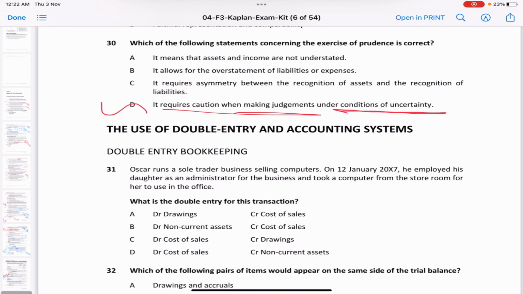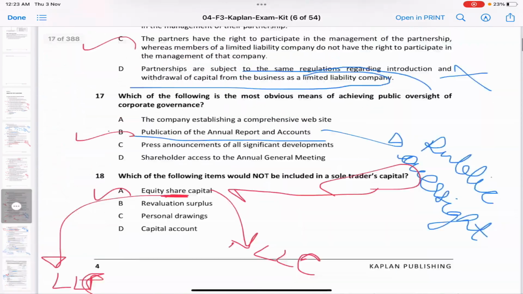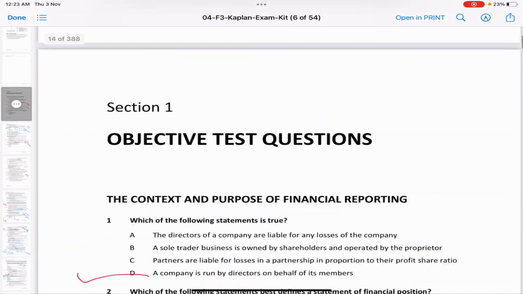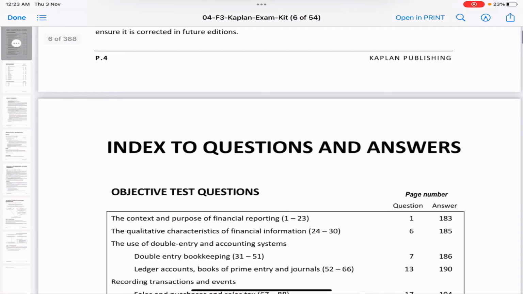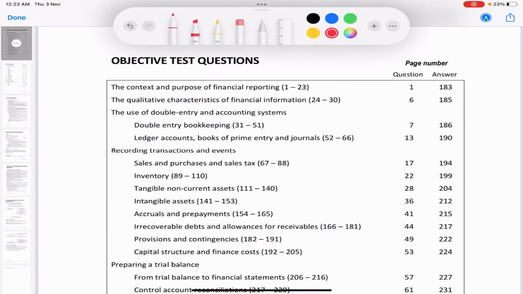So that's it. We are done with the Kaplan exam kit of the first 3 chapters, or 4. I might be a bit wrong. 1, 2, 3. Let's just quickly go to the index and check how much we have done. Okay. So we have done the context and purpose, we have done the qualitative framework. So we have done these 2. In our books, these are 3 chapters, I think, or 2. So in the next video, we will be doing the double entry and recording the transactions.